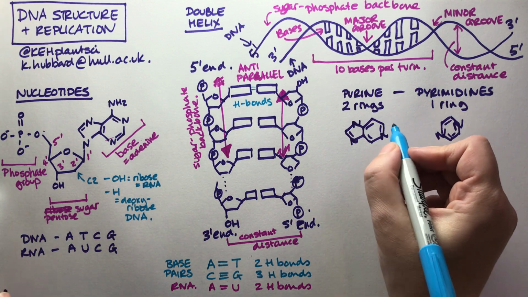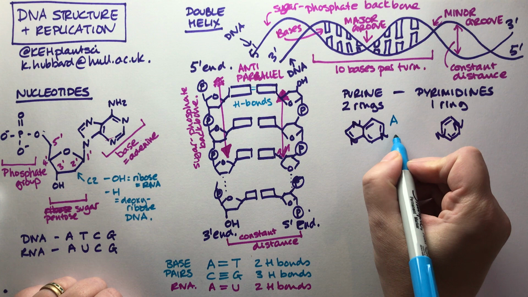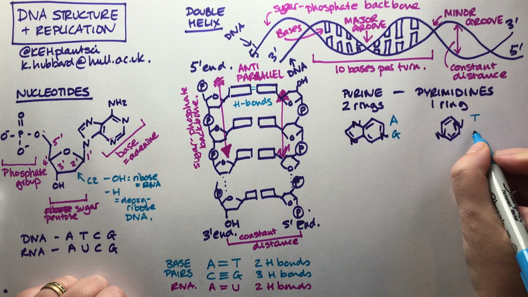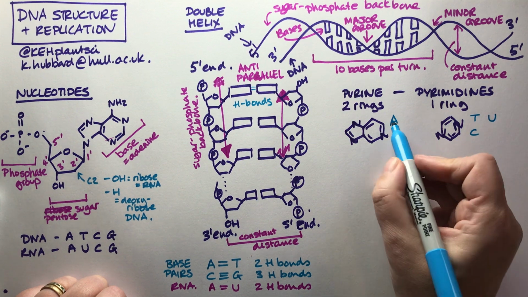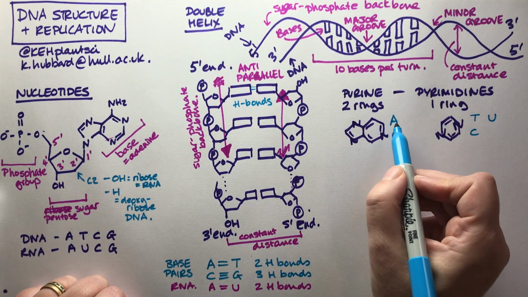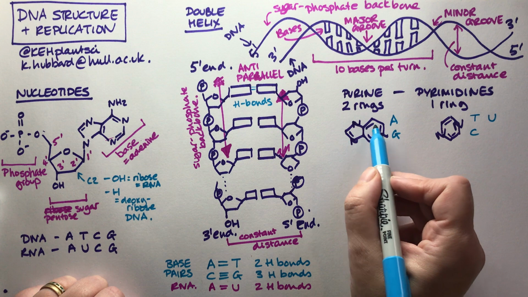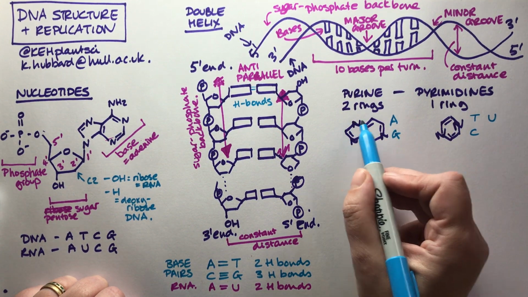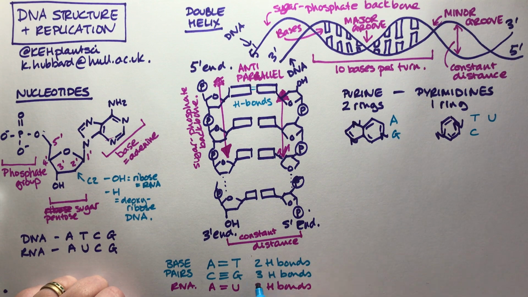So the purines are A and G, and the pyrimidines are T, C, U. So that's why A always pairs with T. They form 2 hydrogen bonds with each other. A is a purine, T is a pyrimidine. G pairs with C, G is a purine, C is a pyrimidine, and they can form 3 hydrogen bonds together. Okay, so that's what underpins that base pairing rule.